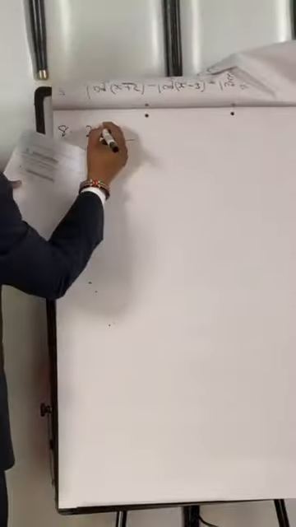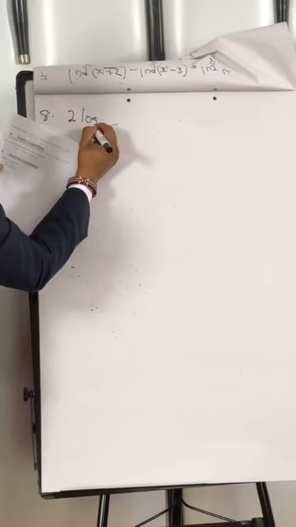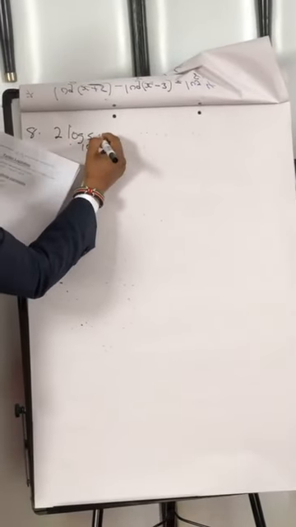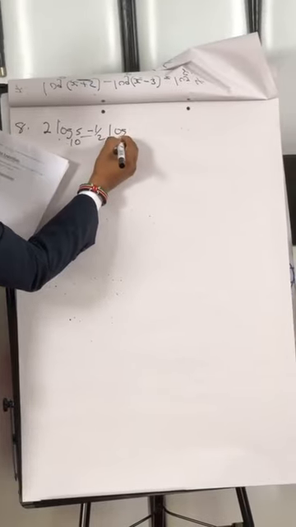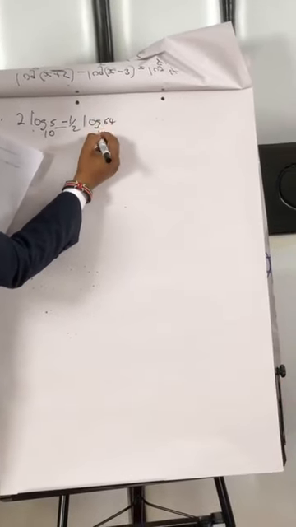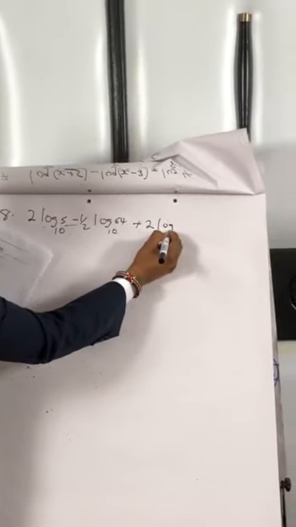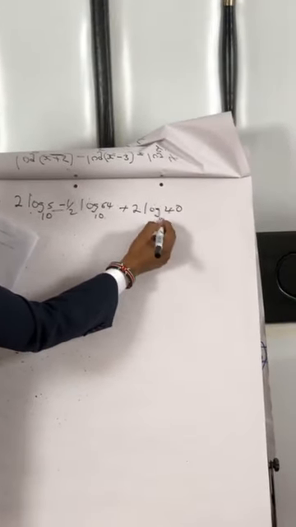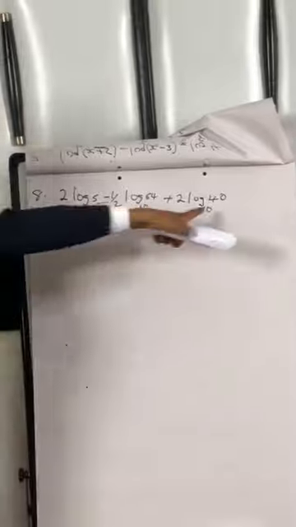So you are told to evaluate 2 log 5 to base 10 minus a half log 64 to base 10 plus 2 log 40 to base 10. Remember, this is evaluate, not solve. You solve only when it is equated to something. But when you are told to evaluate, it is the same as simplify.